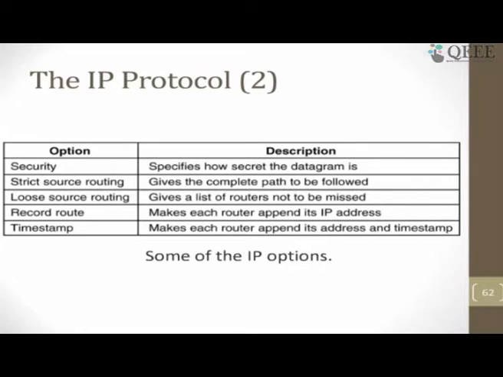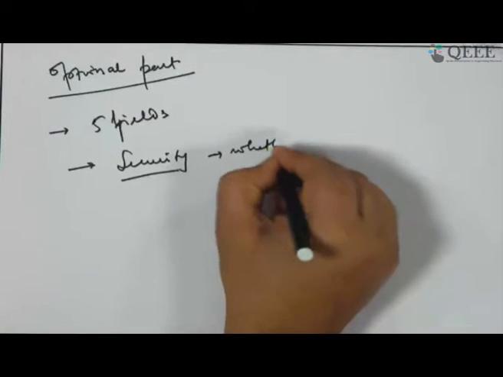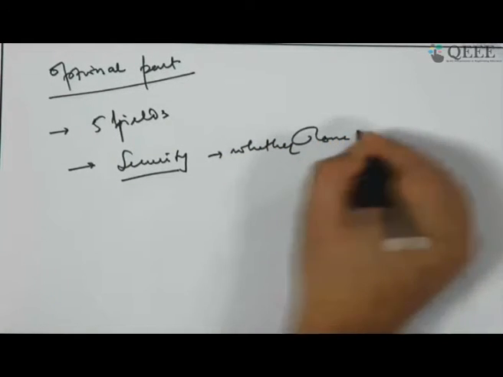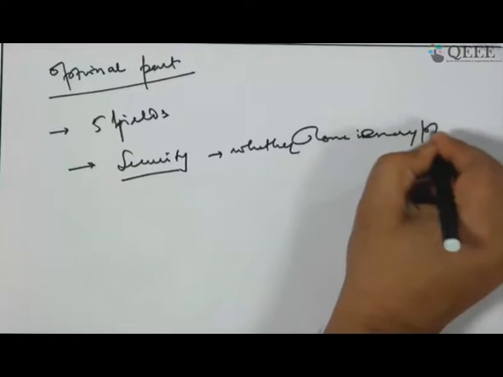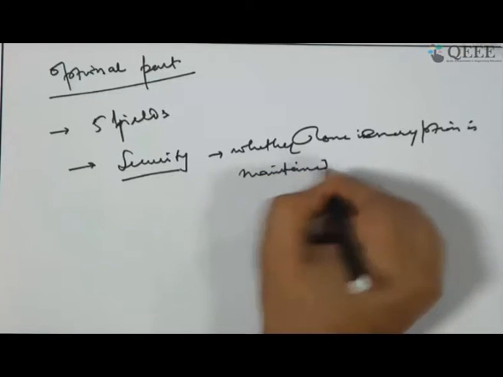Okay, so now the optional part. The optional part can have 5 fields. So, you can have security first. What does security mean? Security means whether some encryption is maintained, etc., etc. Okay.